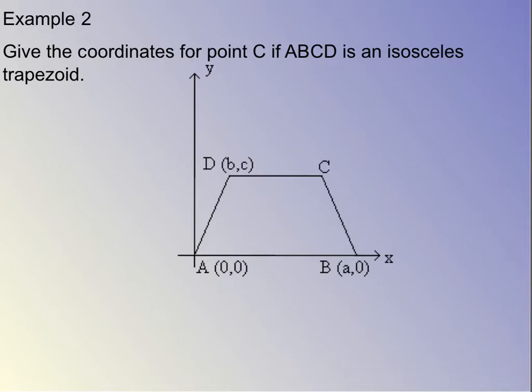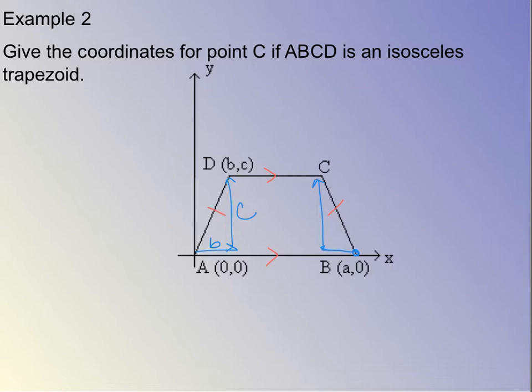In this next example, we're looking for the coordinates of point C if we know that ABCD is an isosceles trapezoid. Well, if this is an isosceles trapezoid, I know that I have one pair of parallel sides, and the other sides are going to be congruent as well to make it isosceles. If I take a look, point A is given at 0, 0. To get from point A to point D, I need to move over b units and up c units. So now I need to figure out how much from point B I need to move over and up to get to point C.